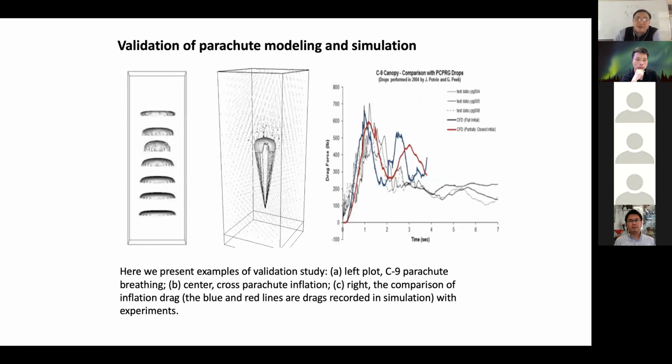This is an early simulation, and we compared it with the experimental data by Xiaolin of the University of Missouri. That's a very early study here.